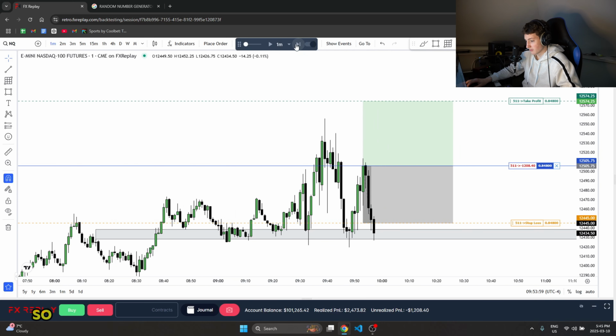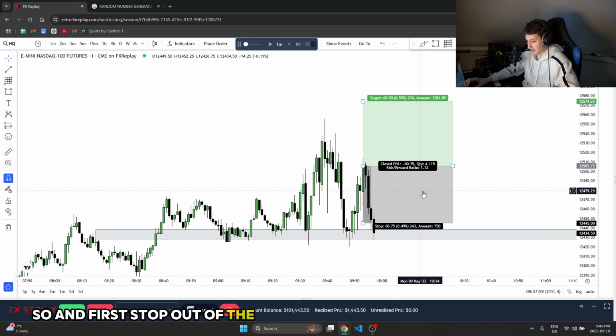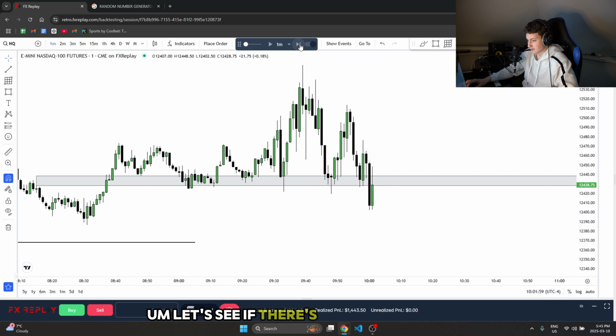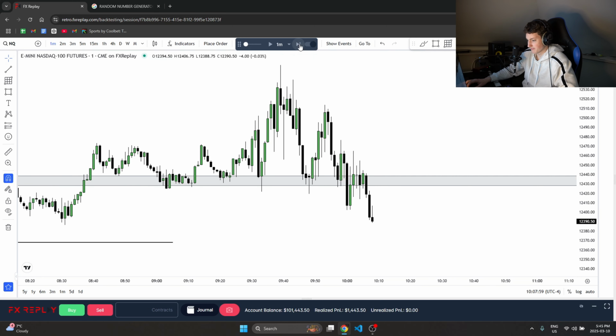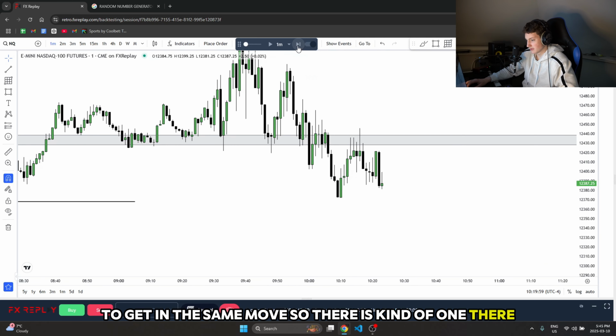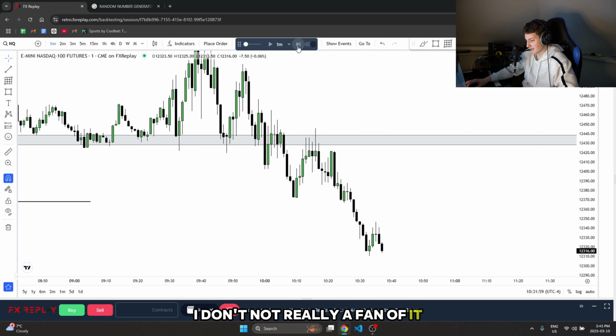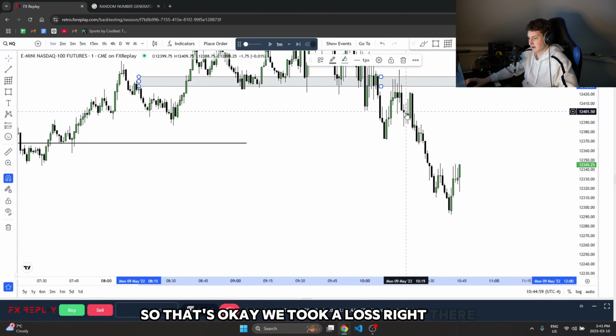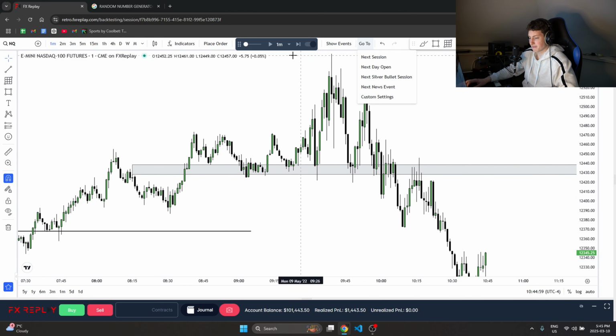So, and first stop out of the day. So we are stopped out on that trade. Let's see if there's a re-entry perhaps to get in the same move. So there is kind of one there. I'm not really a fan of it, and we just kind of do a bunch of nothing. So that's okay. We took a loss right there. Nothing wrong with that loss.